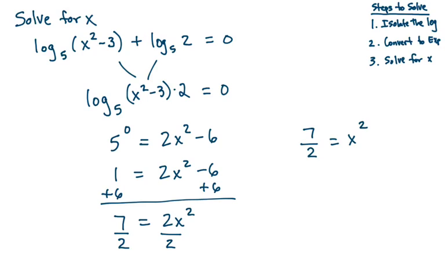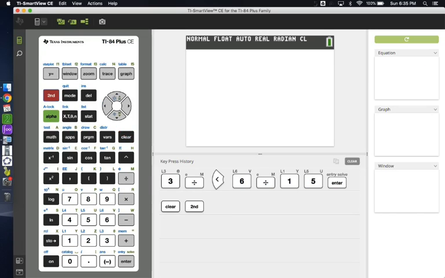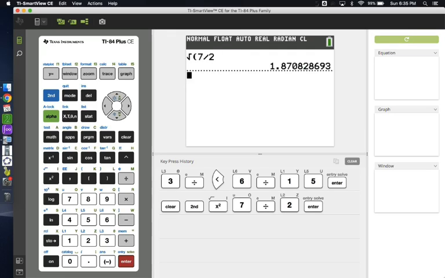And then I'll square root both sides to get that answer. So I'll square root this and that. So I get plus or minus whatever 7 over 2 square rooted is, this will equal x. So I can put that on my calculator. Let's see what I get there. So I get the square root of 7 divided by 2, and it looks like 1.87.